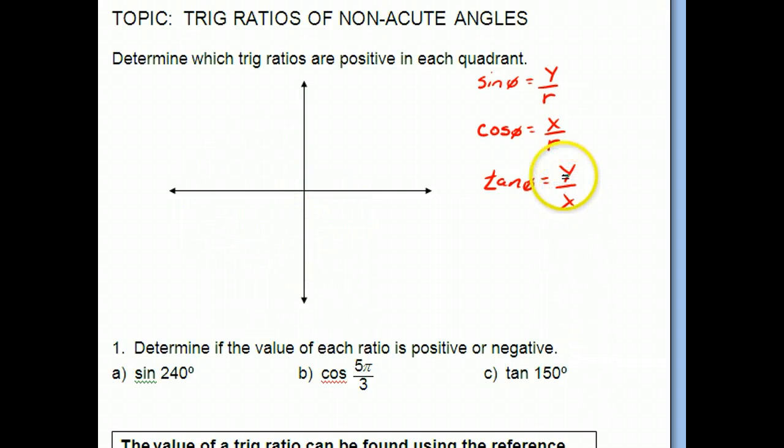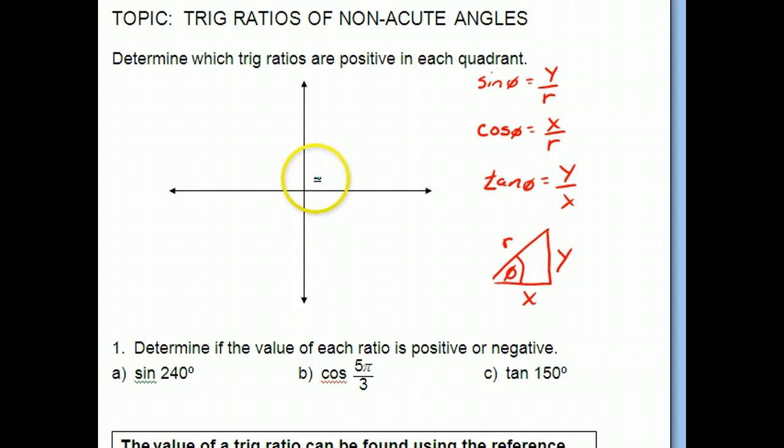So if we remember that the hypotenuse of our special triangles is always going to be our radius, and our height, or the opposite side of our angle, is always going to be our y, and our adjacent side is our x, we can find that out pretty quick. So let's just go and take a look.